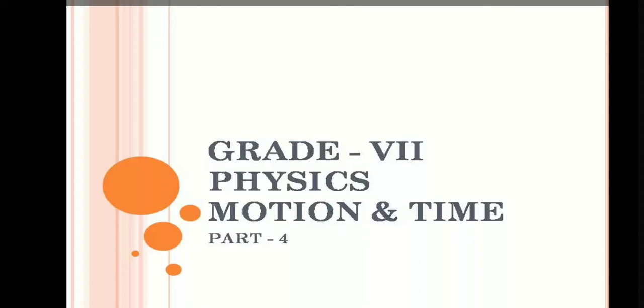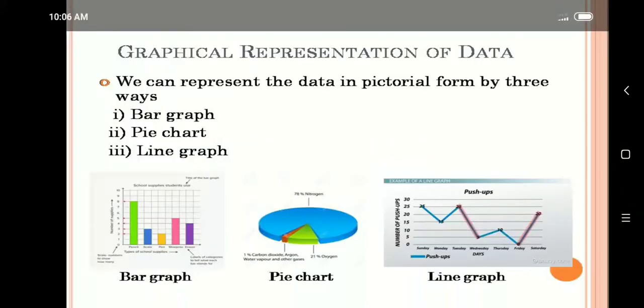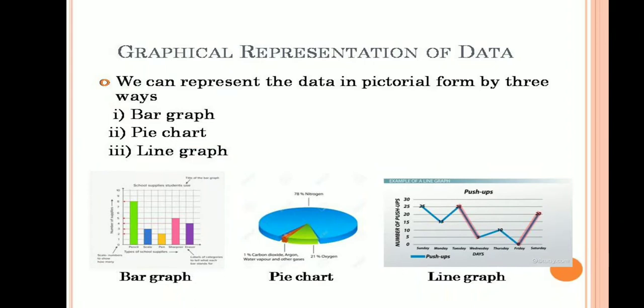Our chapter is motion and time. Graphical representation of data. We can represent data in pictorial form in three different ways. One is bar graph, next is pie chart, next one is line graph.